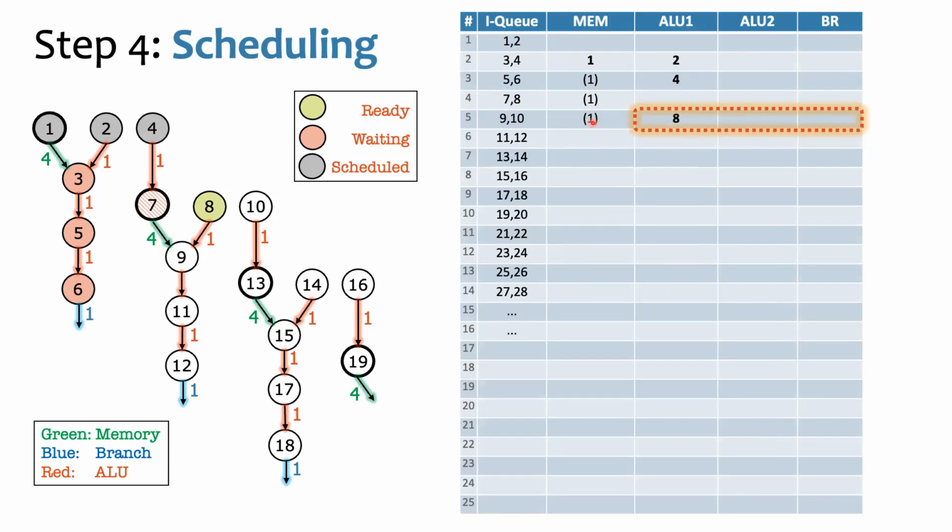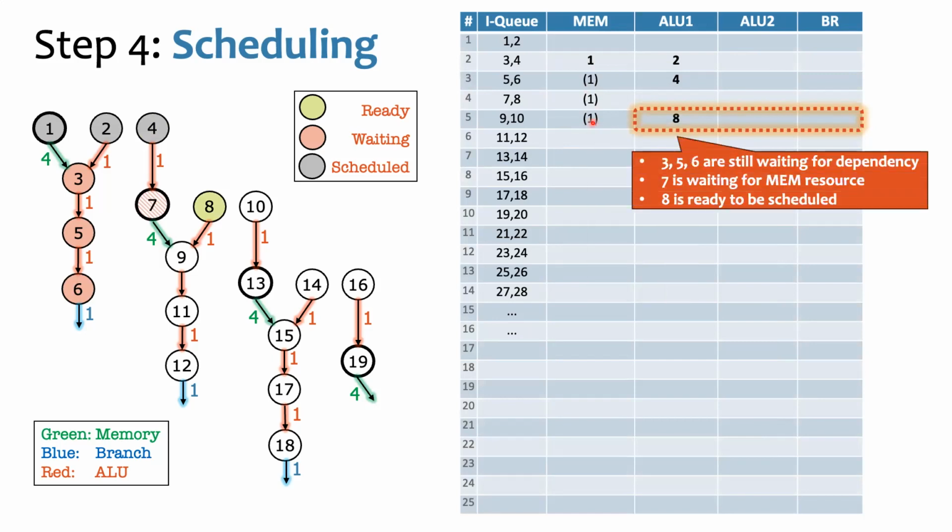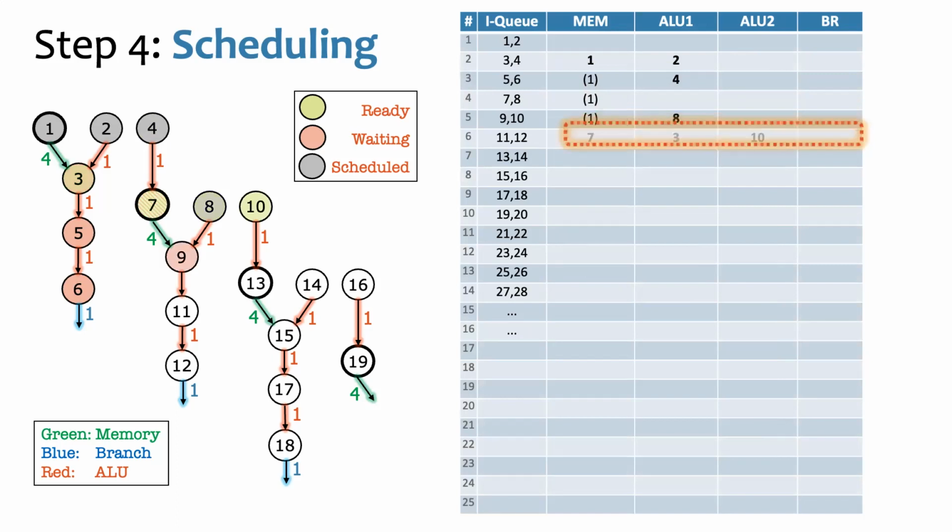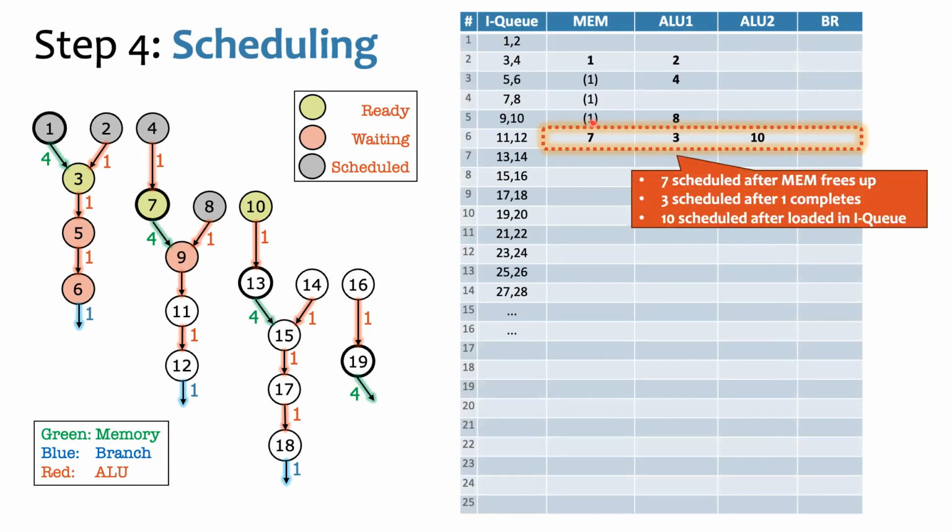All right, next cycle, 9 and 10 are decoded. 9 depends on 7, 7 depends on 4, depends on resource of 1, so I cannot execute 9, but I can execute 10. All right. So at this point, 1 just completes its execution, and it frees up the resource of the memory, so I can put another instruction into the memory, right? So at this point, I put 7 into the memory.